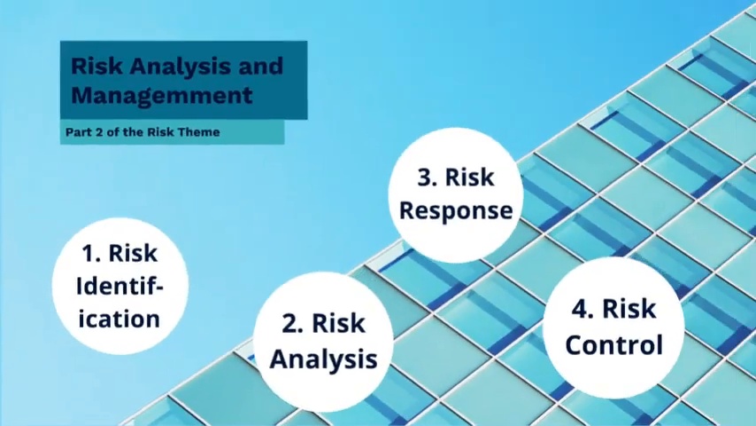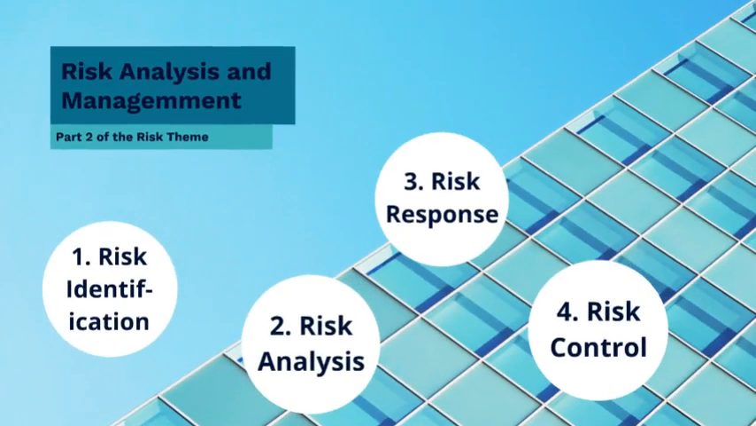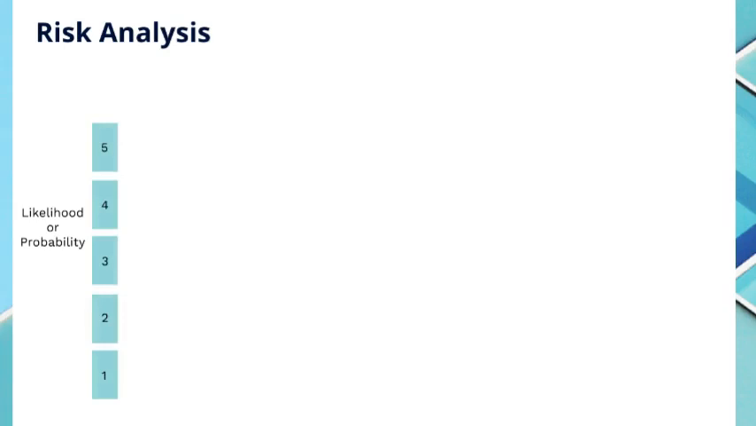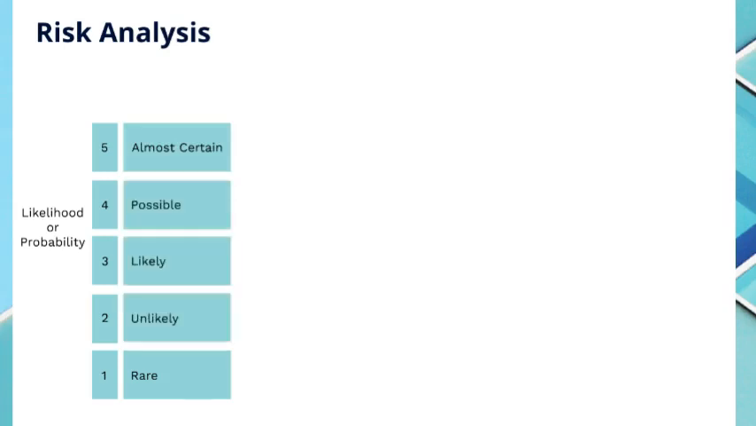So moving on to parts 2 and 3 of the risk theme, risk analysis and risk response. So risk analysis first, which is taking that likelihood and potential impact concept and putting a more exact and rigorous process around it. So the likelihood or the probability of any risk can be described on a scale of 1 to 5, with 1 being a very small likelihood, i.e. rare, and 5 being almost certain to happen. And then we have steps 2, 3, and 4 in between.